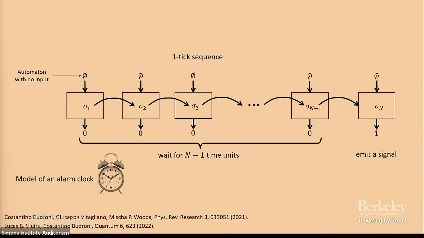And we wish the automaton to output n-1 consecutive zeros, and then finally a 1. I want this because it is a good model of what an alarm clock is: something that waits for n-1 seconds and then emits a signal. Of course, if the dimension of this automaton is smaller than n, you won't be able to do this with certainty. So this automaton may produce the sequence, but only with some probability.